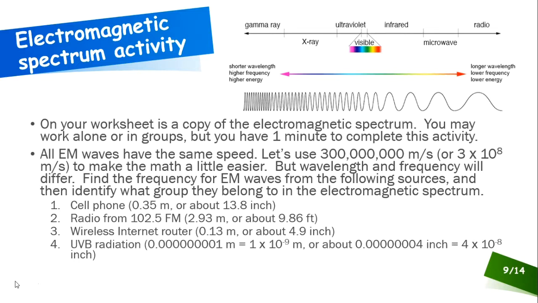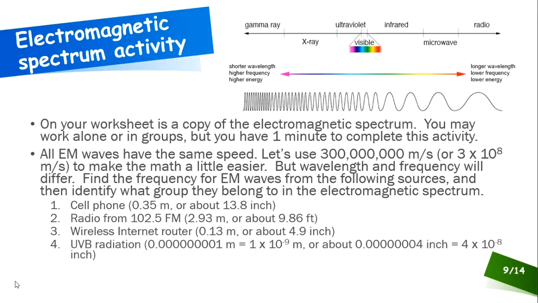So you see here I have listed a cell phone, which has a wavelength of about 0.35 meters. We have a radio wave from a radio station, 102.5 FM, and that's going to be 2.93 meters. And then the wavelength for the waveforms coming from a wireless internet router, 0.13 meters. And then UVB radiation coming from the sun, and you can see that's a really short wavelength there.